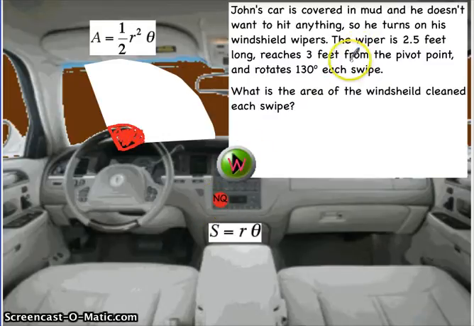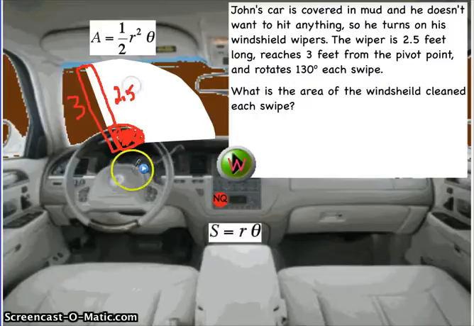So John's car is covered in mud. If he turns on the wiper blades, it clears out this white portion. It's traveling 130 degrees each swipe. The farthest distance from the pivot point is 3 feet, but the actual wiper blade is only 2.5, and as long as we're at it, we may as well fill in what remains, which leaves an extra 0.5 down below there. I'm going to place that on a different spot, just so we don't get confused. 0.5, again, is this portion.